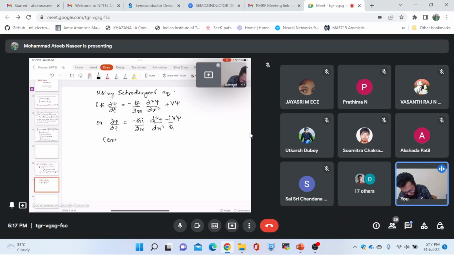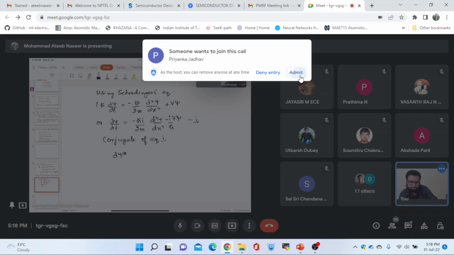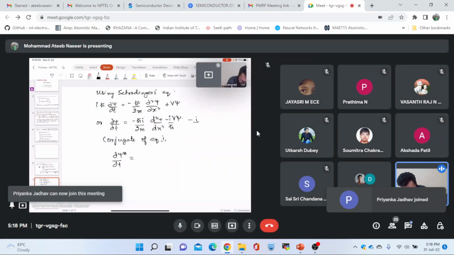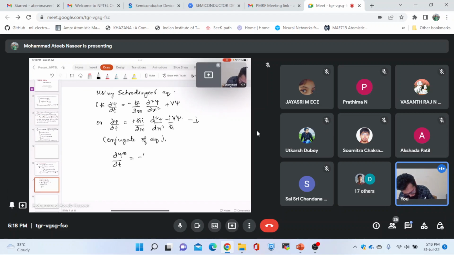Now if I take the conjugate of, let me name this equation 1, I will be getting dψ*/dt equal to, since I have taken the conjugate, this will be plus, this will be minus h bar iota by 2m d²ψ*/dx² plus iota Vψ* by h bar. Let us check the correctness of this. Since I have taken the conjugate, it is absolutely correct.